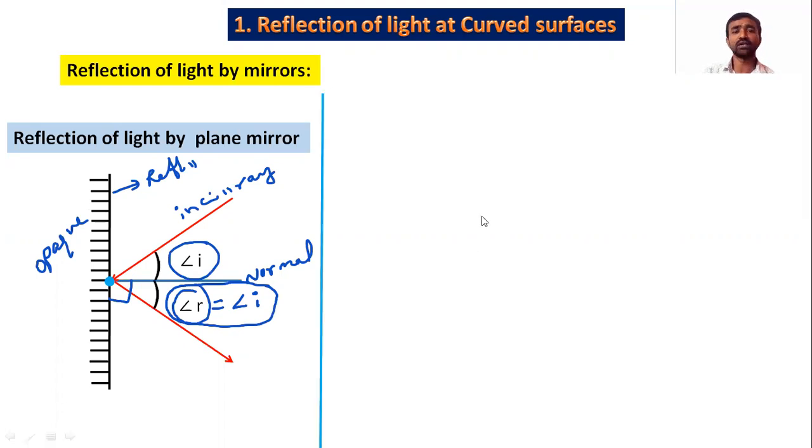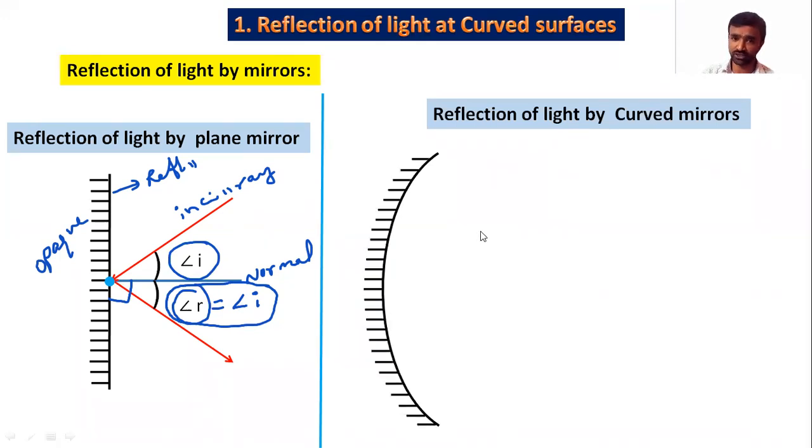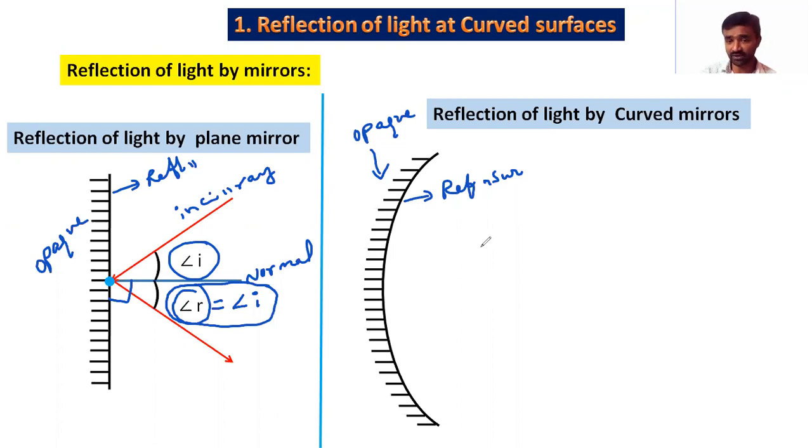So let us see reflection by curved mirrors, nothing but concave and convex mirrors only. Here, for the concave mirror, we can use the symbol as you see on the screen. Convex surface is shaded and concave surface is the reflecting surface, right? The opaque surface is the convex surface and the reflecting surface is the concave surface. That's why this mirror is a concave mirror, right?